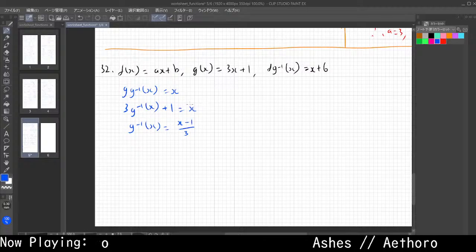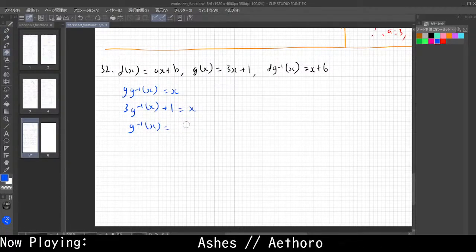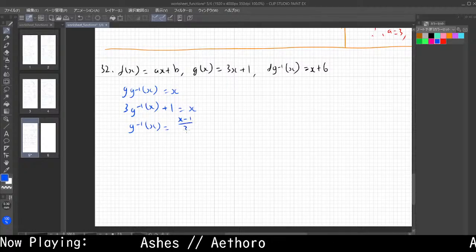Plus 1 becomes minus 1. 3 moves over to do division. You get this thing over here.